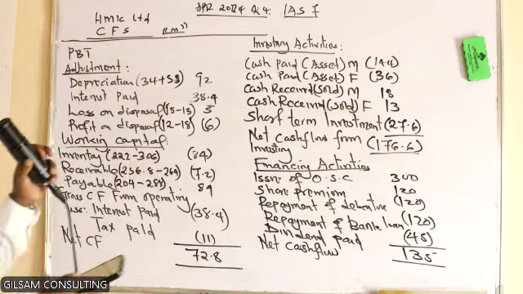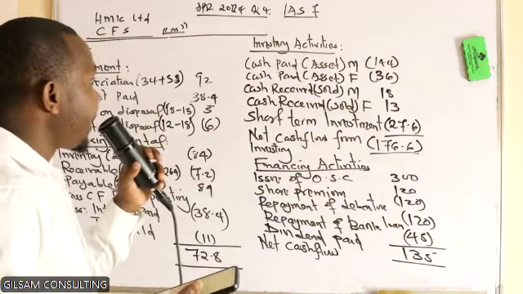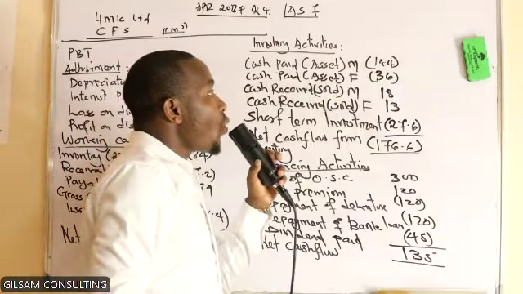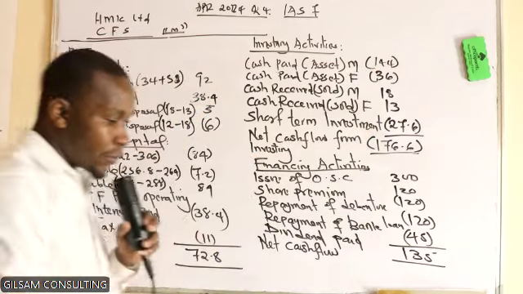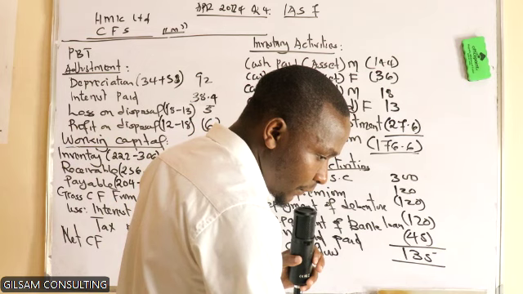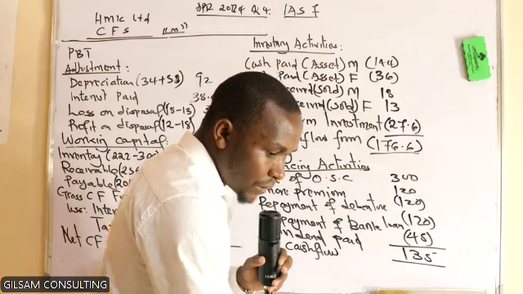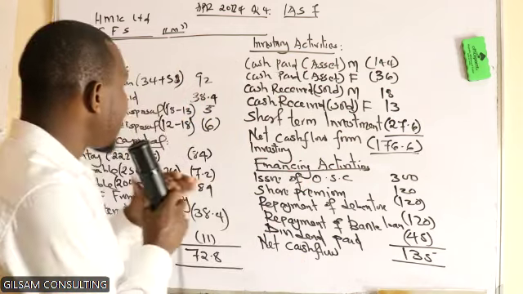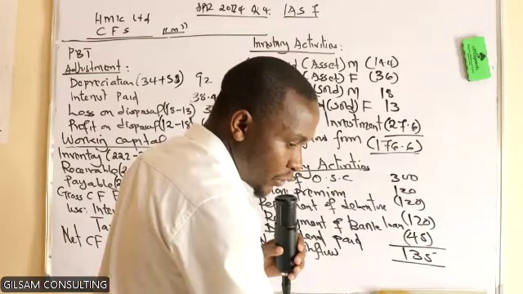Then we move to the investing activities, which we have the cash paid to acquire machinery. So we have the cash paid to acquire machinery of what? 144 million. You have to open an account for this 144 million. How will you know this is 144 million? It is very simple. Open the plant and machinery.